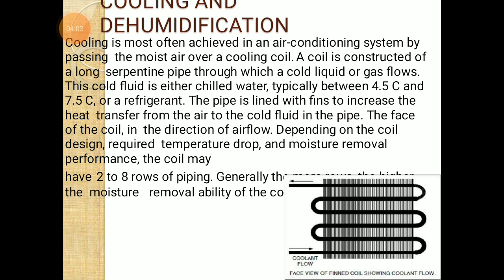Cooling is most often achieved in an air conditioning system by passing the moist air over a cooling coil. This moisture will get condensed over the coil. A coil is constructed of long serpentine pipe through which a cold liquid or gas flows continuously. The pipe is lined with fins to increase the heat transfer from air to the cold fluid in the pipe. The phase of the coil in the direction of airflow depends upon the coil design, required temperature drop, moisture removal level, etc.